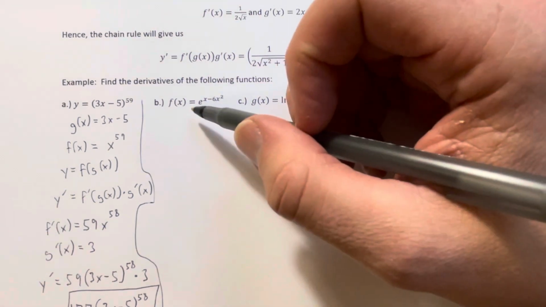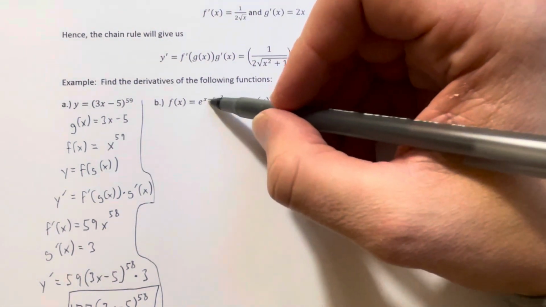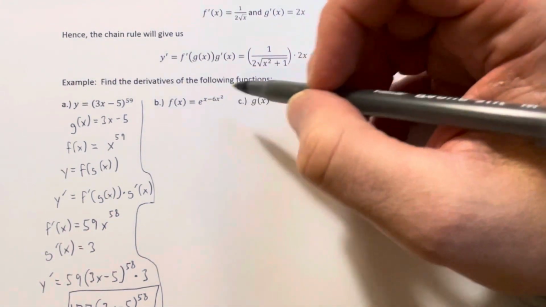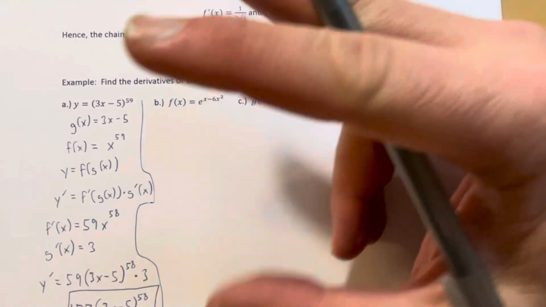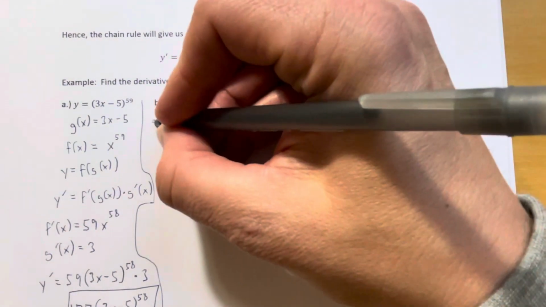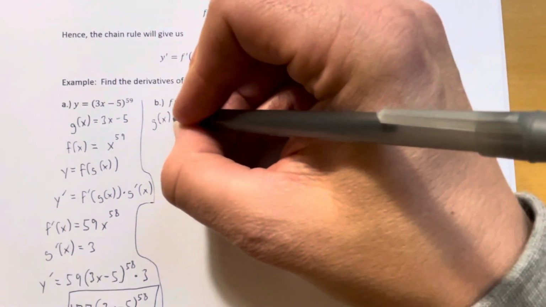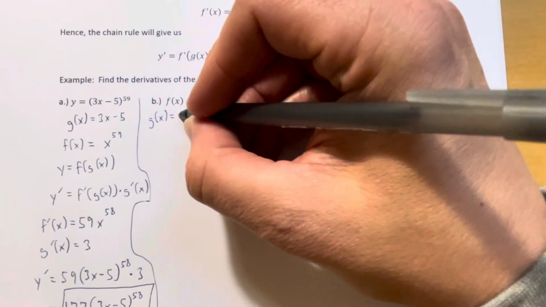In exponential functions, though, whatever the exponent is, if it's something more complicated than just an x, then that is the thing that I'm going to think of as my inside function. So I'm going to call g of x x minus 6x squared.